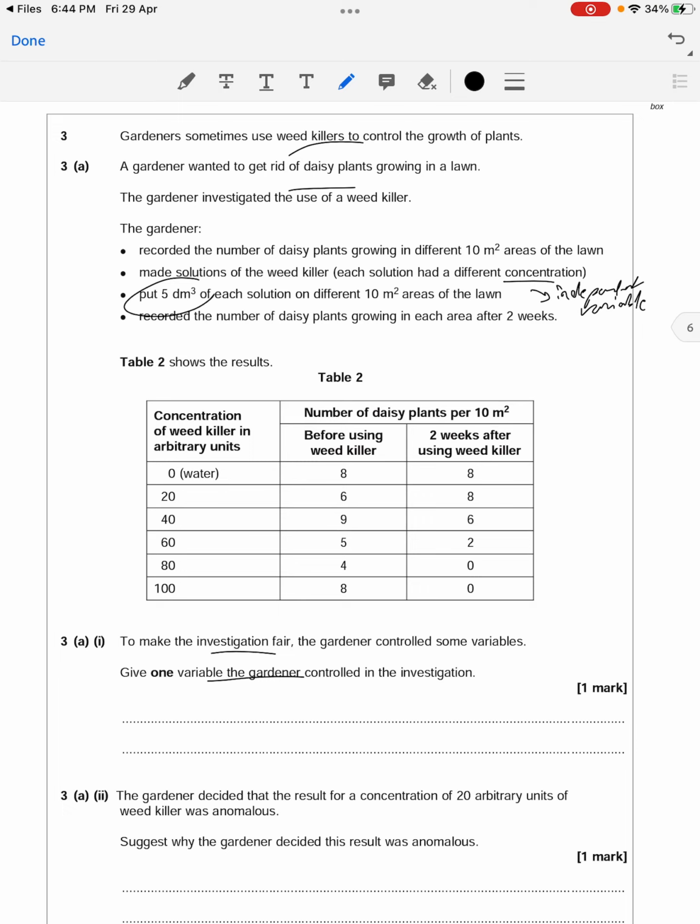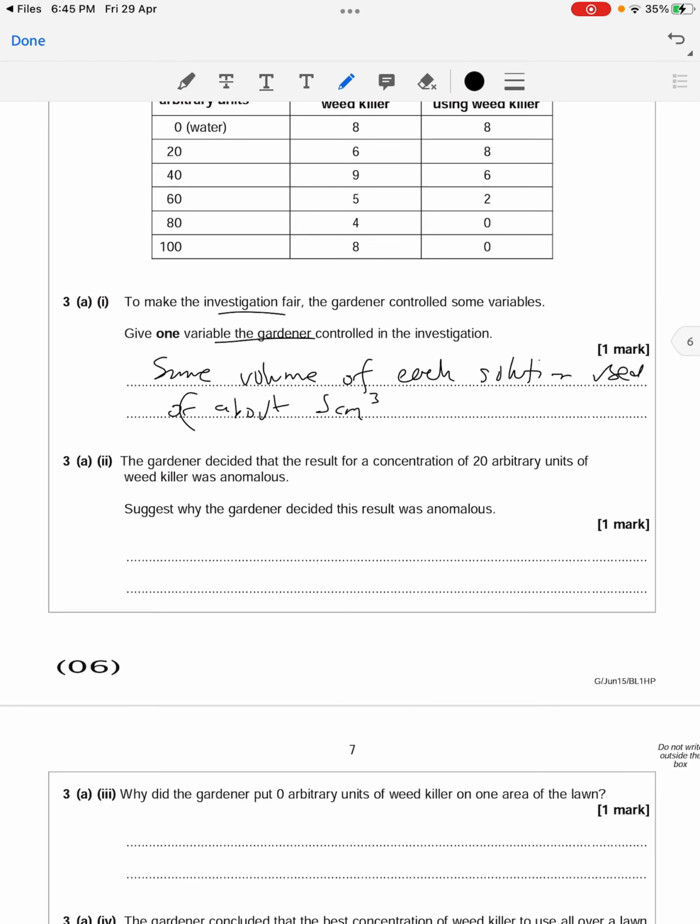So basically we have put 5 dm, concentration. So we have to use the same volume of solution. What we can say is we can use the same volume of each solution used, of about 5 centimeter cubed. All right.